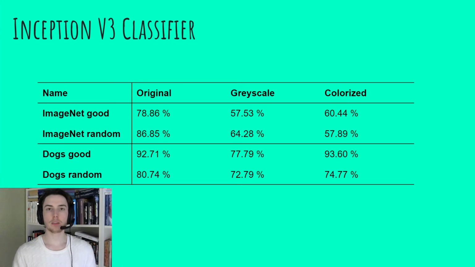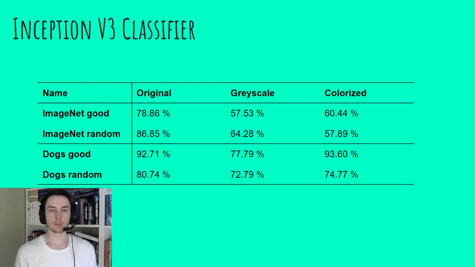We wanted to further evaluate the performance of the network. We did this by taking original images, graying them, and then colorizing them with the model. We then fed them through a classifier, in this case Inception v3, and let it predict the labels. The result of that can be seen here. Good in this table indicates images that we thought were natural looking. With these images, both models on ImageNet and dogs were able to beat the grayscale. However, when we picked randomly chosen images, only the dog model was able to outperform.